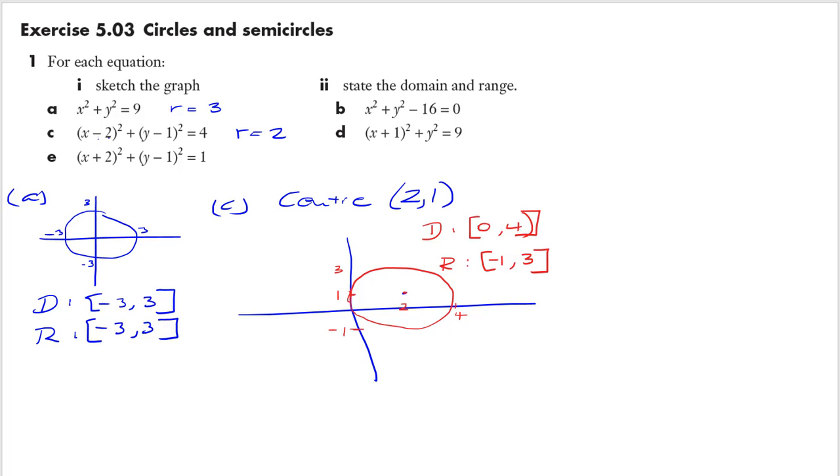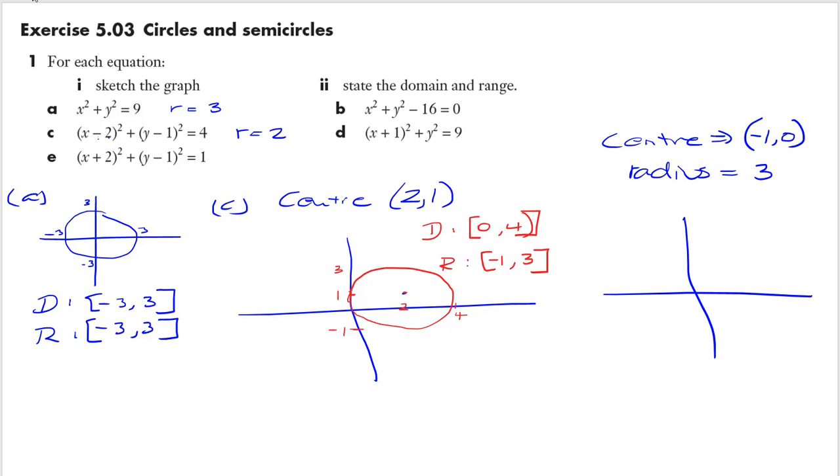Last example we'll do of that one, we'll do D. (x minus 1)² plus y squared equals 9, and so our center is located, we've got a positive 1 here, so that'll be x equals negative 1. There's no binomial here for y, so that will be at y equals 0. And our radius is the square root of 9, which is 3.